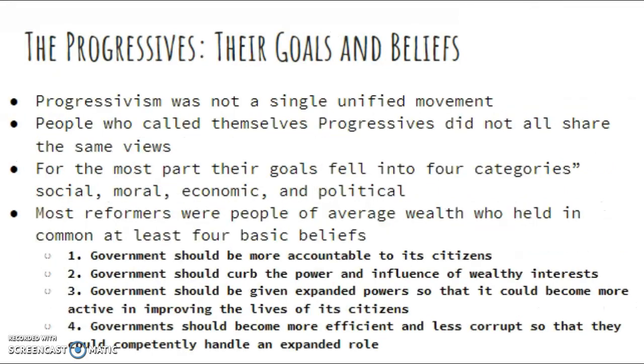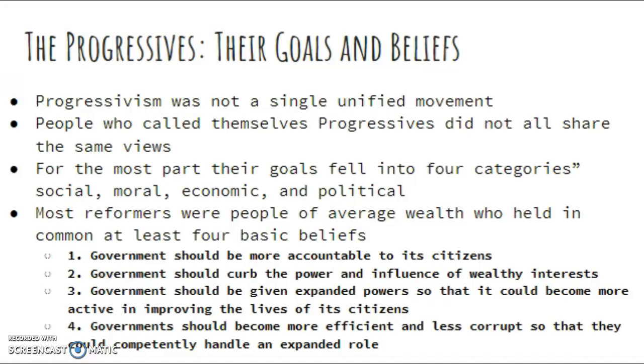All right, so the progressives, their goals and beliefs. Progressivism was not a single unified movement. People who called themselves progressives did not all share the same views. For the most part, though, their goals fell into four categories: social, moral, economic, and political. Social would be having to do with society or people. Moral would obviously have to do with ethics. Economic would be surrounding the economy or money, revenue. And then political would be more government related reasons.